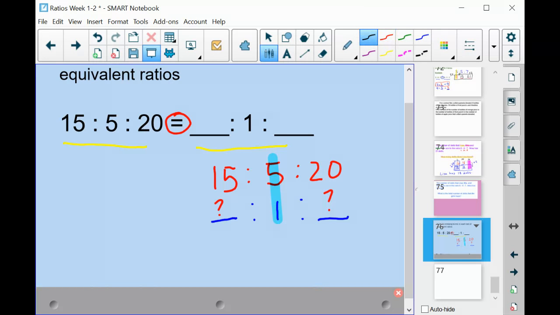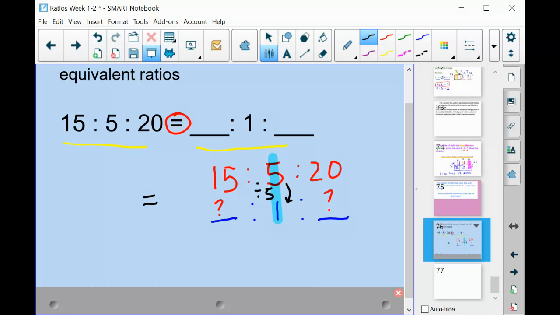Yeah. And because we know that these are equivalent, what we can do is look at the relationship between 5 and 1. How do we get from 5 to 1? And we've been using multiplication to do this. So what do you know is happening? Is that increasing or decreasing from 5 to 1? Oh, it's decreasing. That means we need to use division. So we are going to divide by 5. 5 divided by 5 is 1.